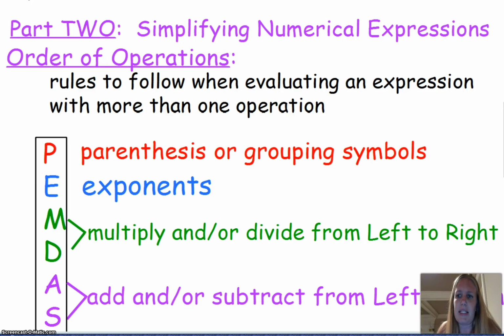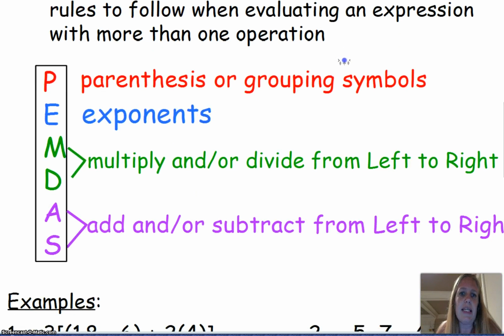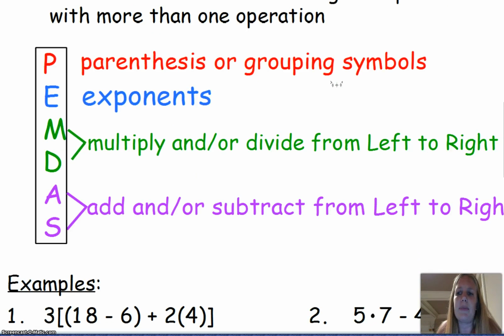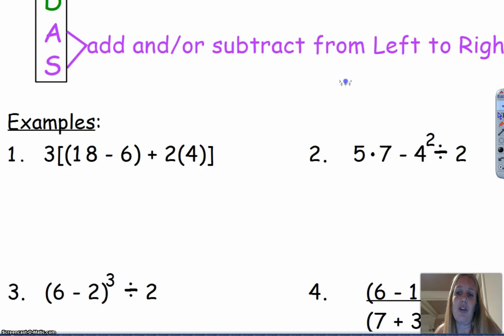They're PEMDAS. Please copy all this down. P stands for the parentheses or grouping symbol. Sometimes something that'll be new to you will be brackets. They look like that. Or braces. And they look like squiggles. Then we have exponents. We have multiplication and division. You do those from left to right. And we have addition and subtraction. You also do those from left to right. I'm going to do 2 of these with you, and then you're going to try 2 on your own.